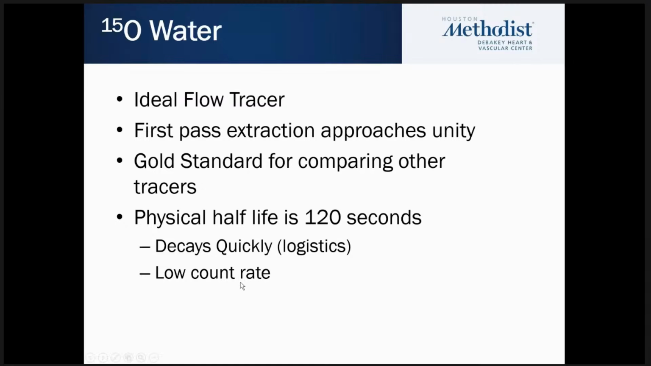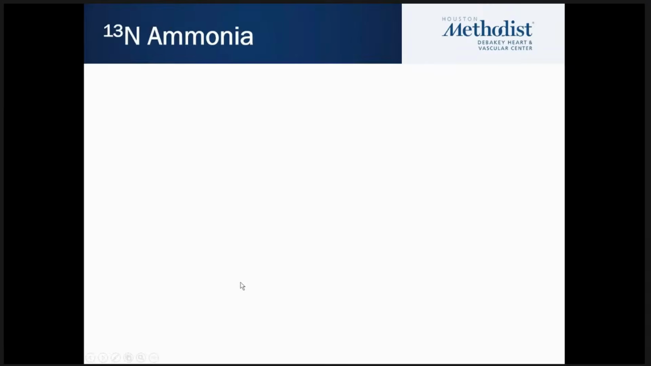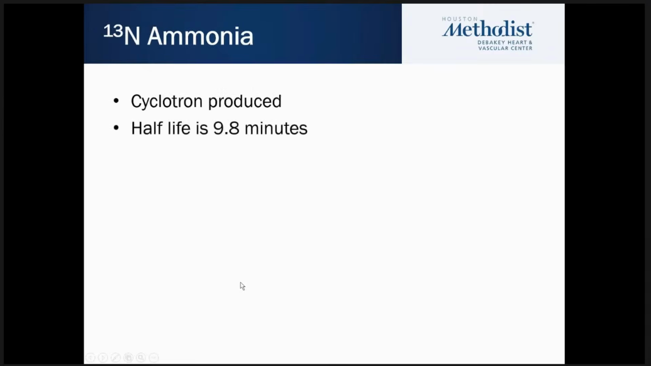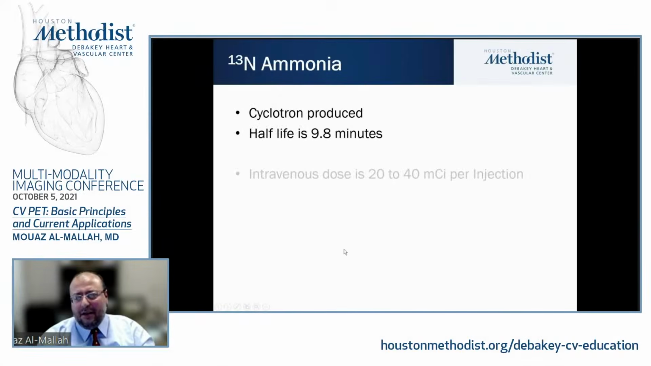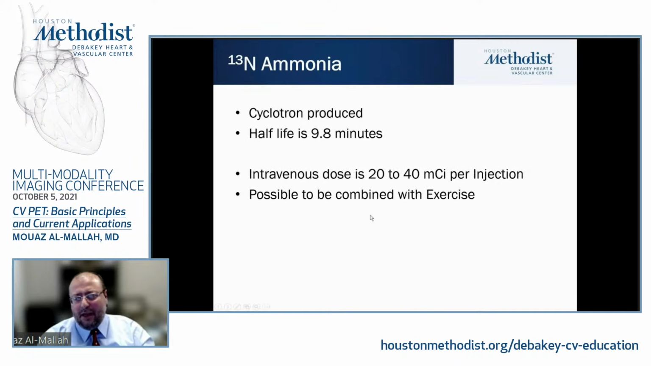The half-life is about 2 minutes, so it decays quickly, and it has a low count rate because it's spread all over. Now, ammonia is cyclotron produced. Its half-life is almost 10 minutes. It depends on the system you use, but usually for older systems, it's about 20 to 40 millicuries. With the newer systems, people are able to get nice images with much lower doses, even down to 10 or even 5 millicuries. It can be combined with exercise, although there are some additional staff exposure issues, so it is not routinely used with that, but it can be done.